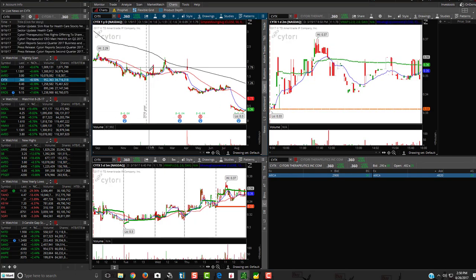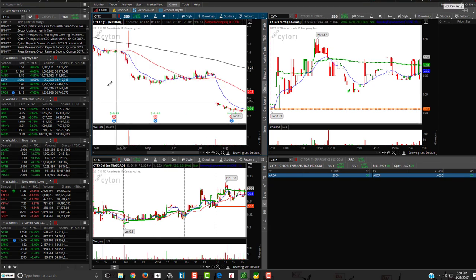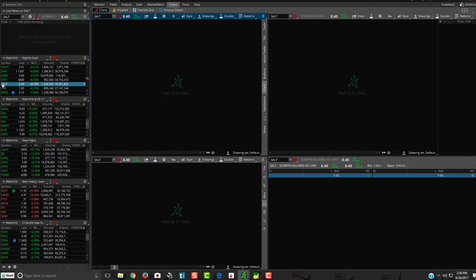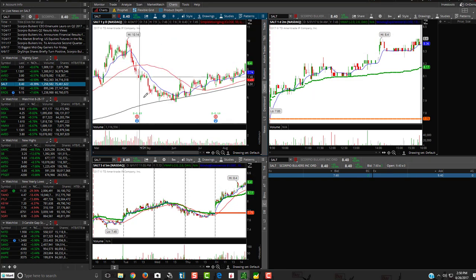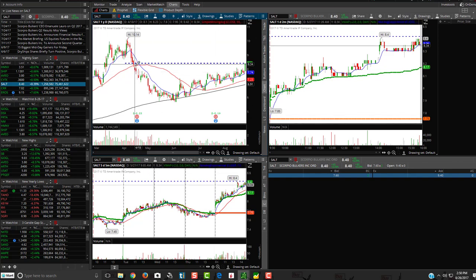CYTX. Don't love it. SALT. It's been moving up, you can see. Want to see it break that 842 marker. It could run if it breaks above. I mean, it's one to keep an eye on. It definitely has some volume, so we'll put SALT on the watch list.